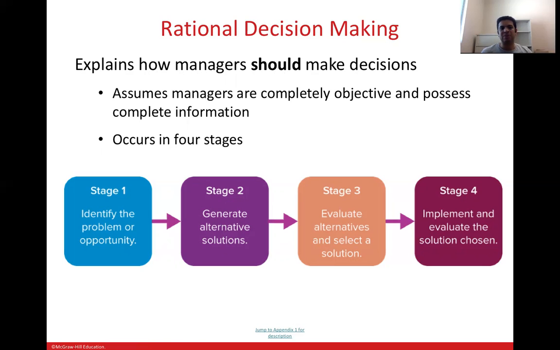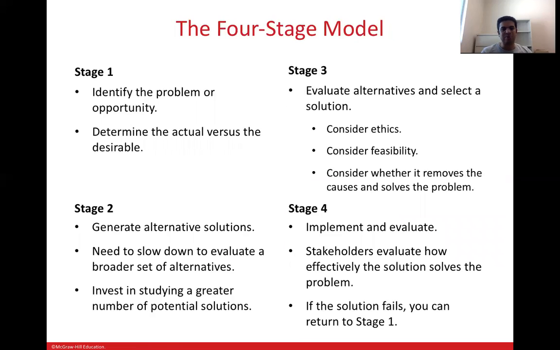1, identifying the problem or opportunity. 2 is generating alternatives. 3, we evaluate these alternatives. And finally, we implement and evaluate the solution chosen. Okay? So if we just take an example and run it through, let's say you face a problem of declining sales. That would be stage 1, which is identifying what the problem is. The actual state is the sales are declining. The desirable state is that I want my sales to be increasing, or at least being stable.